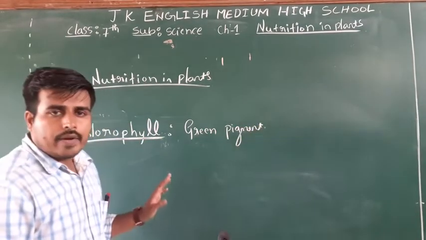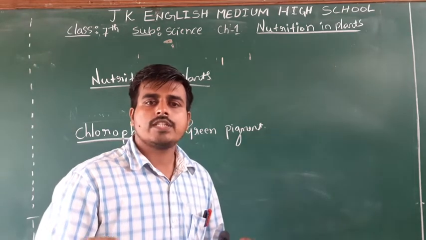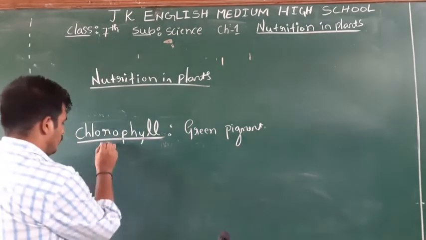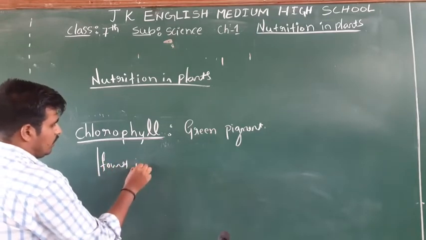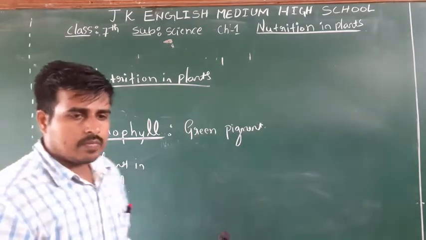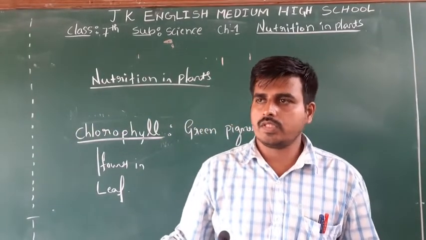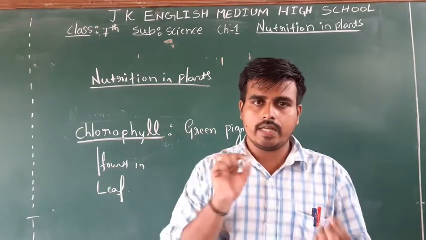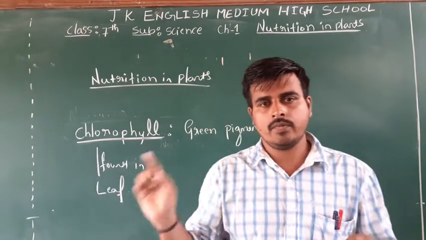And where can we find this chlorophyll? Chlorophyll is found in each and every leaf. So other than leaf we can't find it. Chlorophyll can only be found in a leaf, and in the new buds also. In new buds also we can find the chlorophyll.